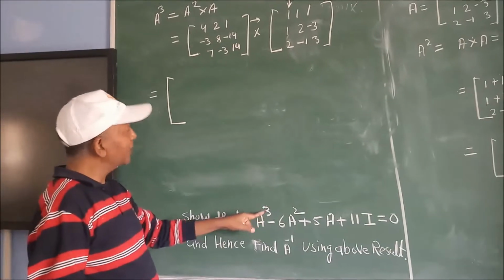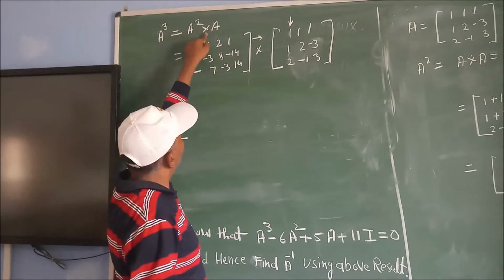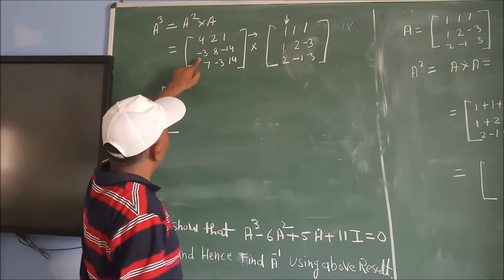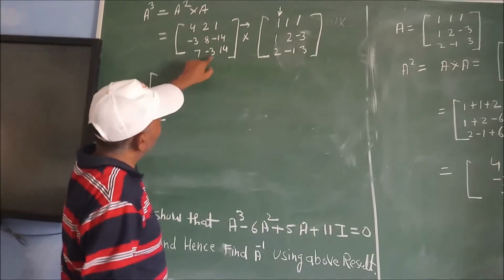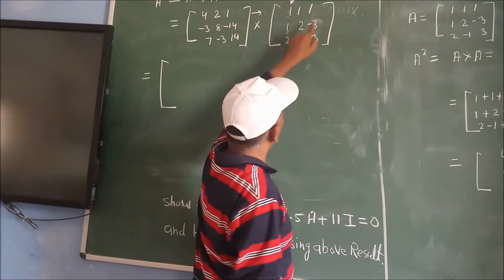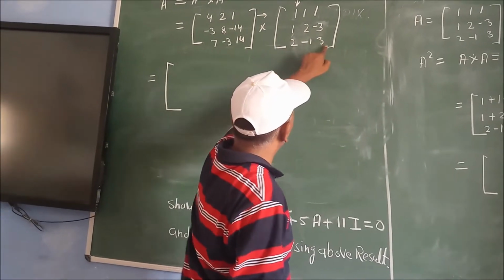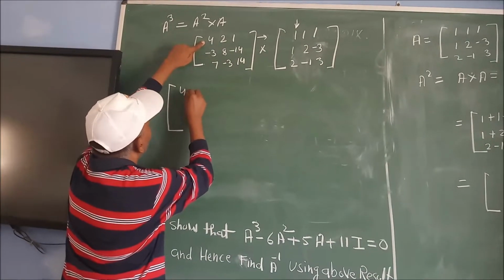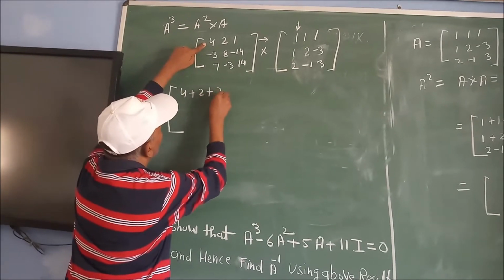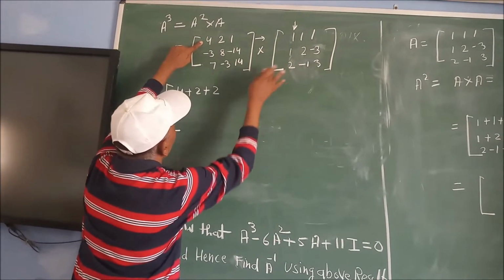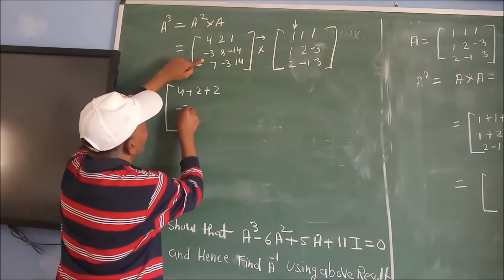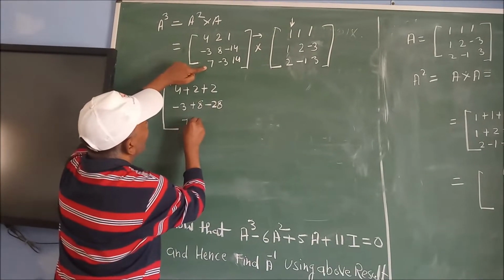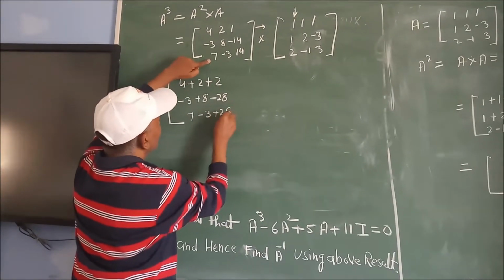That we have to calculate A cube. A cube can be written as A square into A. And A square we have already found, that is [4, 2, 1; minus 3, 8, minus 14; 7, minus 3, 14] into A [1, 1, 1; 1, 2, minus 3; 2, minus 1, 3]. So multiply R1 to C1. So 4 into 1, 4 plus 2 plus 2. Then minus 3 into 1, minus 3 plus 8 minus 28. Then 7 minus 3 plus 28.